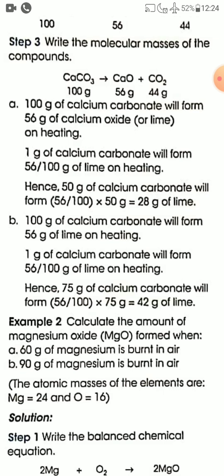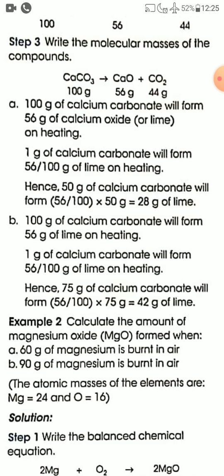Now in the question, in question A, what will be the amount of mass of lime formed when 50 gram of calcium carbonate is heated? So first line, from this balanced chemical equation, we get that 100 gram of calcium carbonate will form 56 gram calcium oxide. So 1 gram of calcium carbonate will form 56 divided by 100 gram of lime on heating.